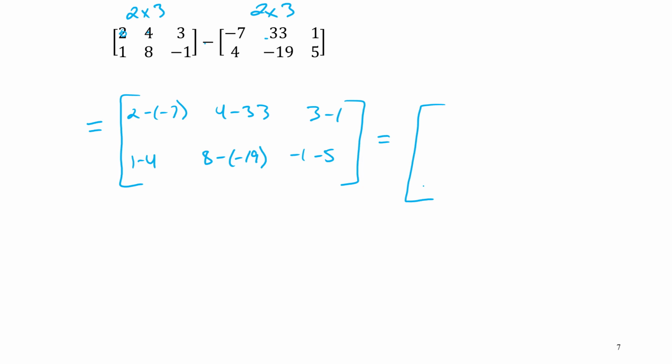When you subtract those values, or add with double negatives, you would get 9, negative 29, 2, negative 3, 27, and negative 6. And that would be your answer.